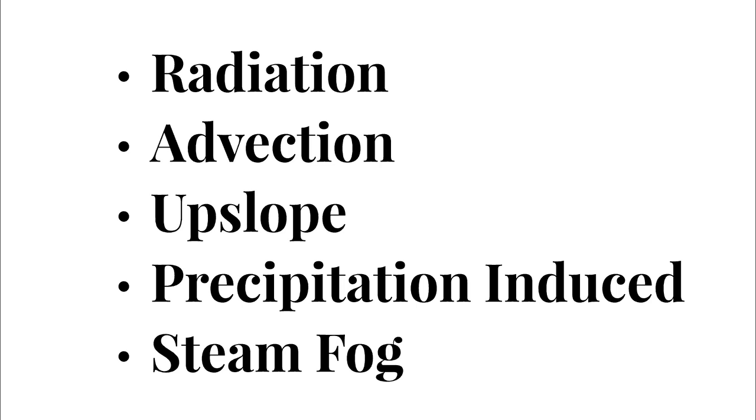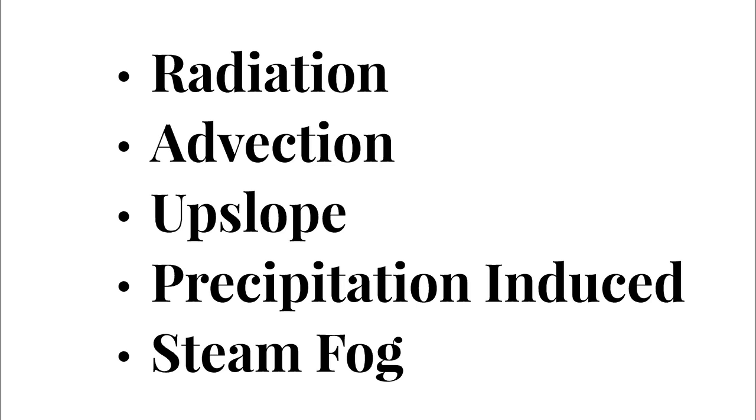Then there's precipitation induced, and this would be where warmer moisture or precipitation is falling. And as that warmer precipitation is getting closer to the ground, if the ground is cooler, then it will saturate the air and create fog near the ground.